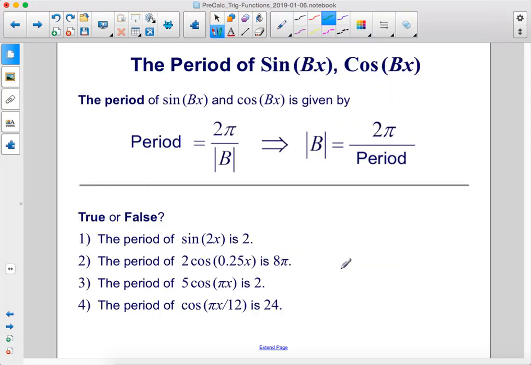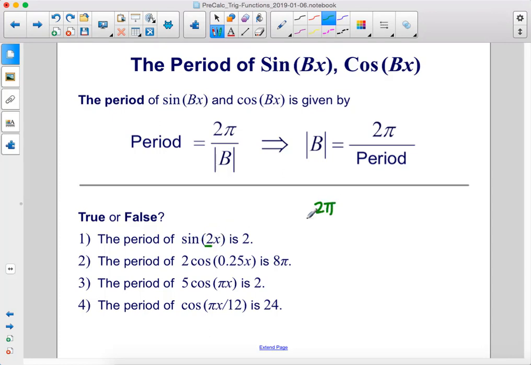The period of sine bx and cosine bx is given by period equals 2 pi over the absolute value of b. You could also write it like this: the absolute value of b equals 2 pi over period. True or false? The period of sine 2x is 2. Well, sine bx, this is sine 2x, therefore b is 2.